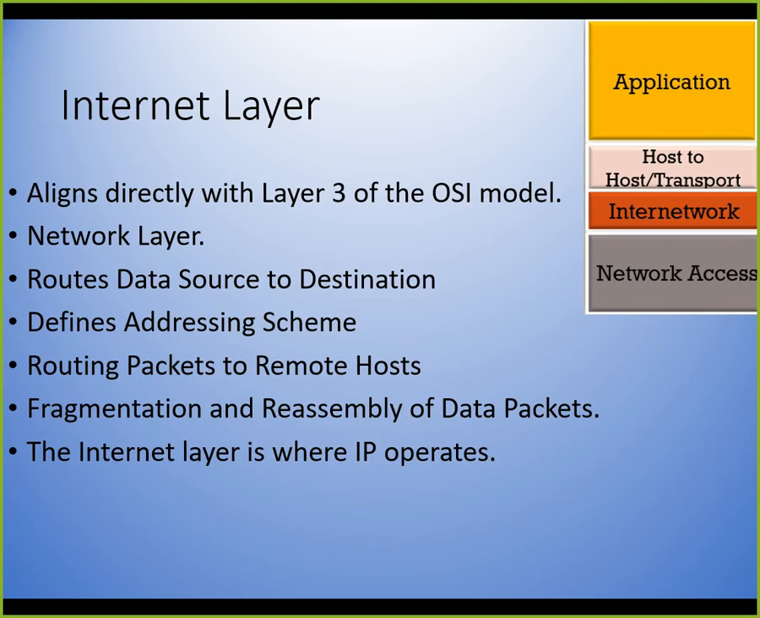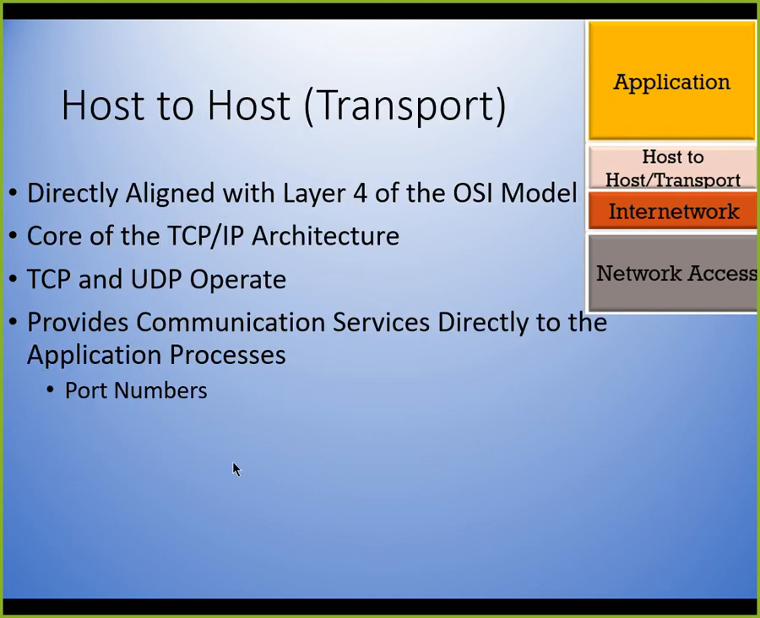The internet layer directly aligns with layer 3 of the OSI model. Network layer, IP addresses, routers, routes data, IP addressing, routes packets to remote hosts. Fragmentation and reassembly happens here, which is where IP operates. So network, internetwork, probably a little bit better name because it actually does go inter-network from one host to another.